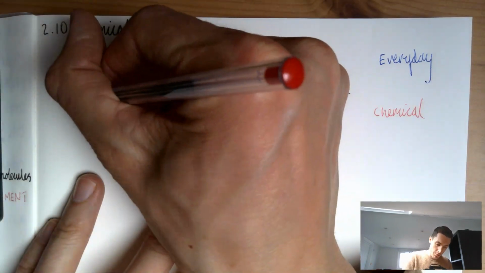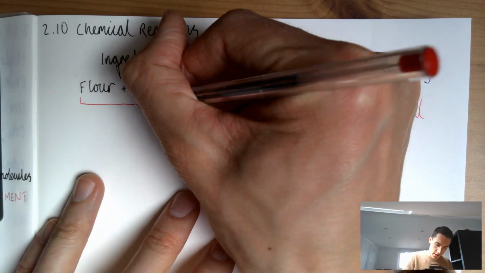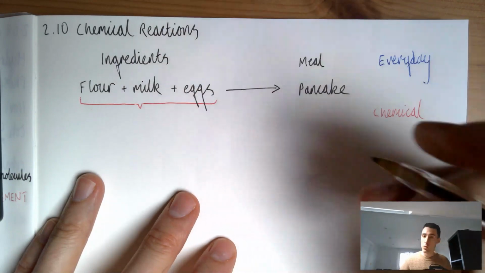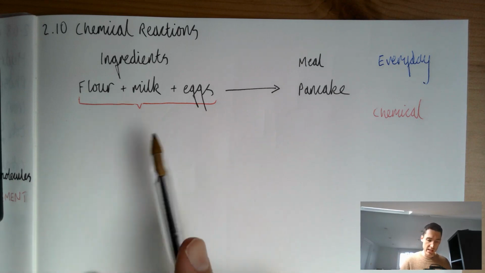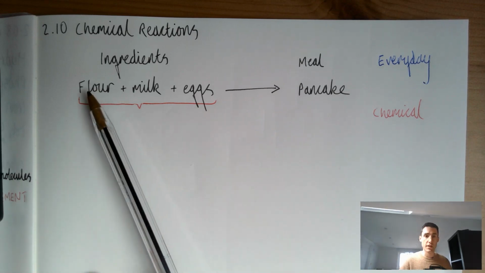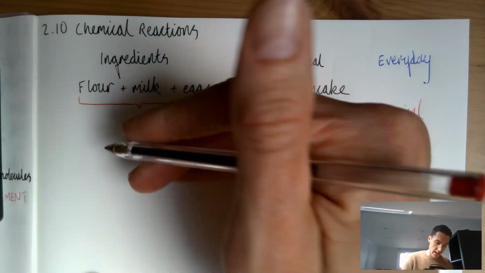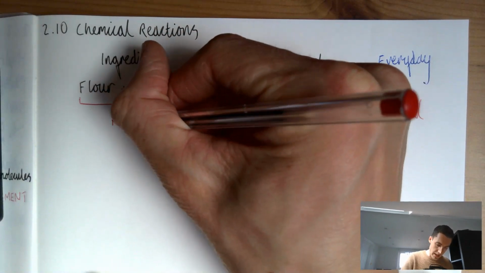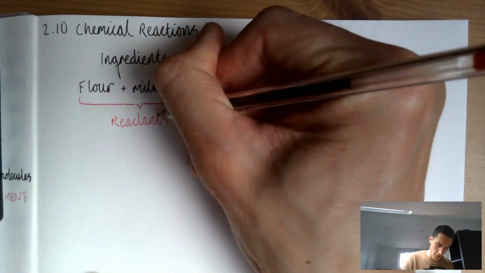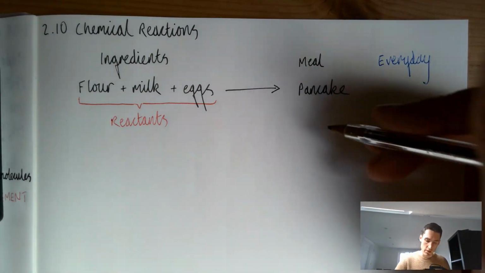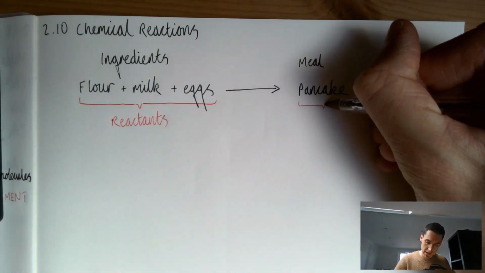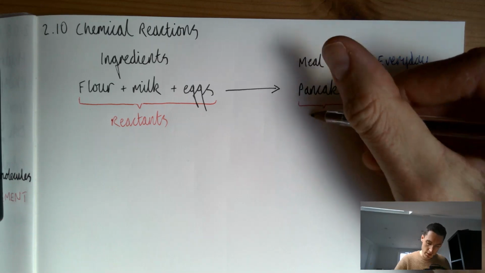And what's important is that if we're chemists and we're thinking about this, we're looking at the same thing, but we're looking at it in a different way. So in this case, as chemists, we don't call the things that we begin with the ingredients. As I'm sure you know, we call them the reactants. And the pancake, we don't call the meal as chemists. We say the pancake is the product.